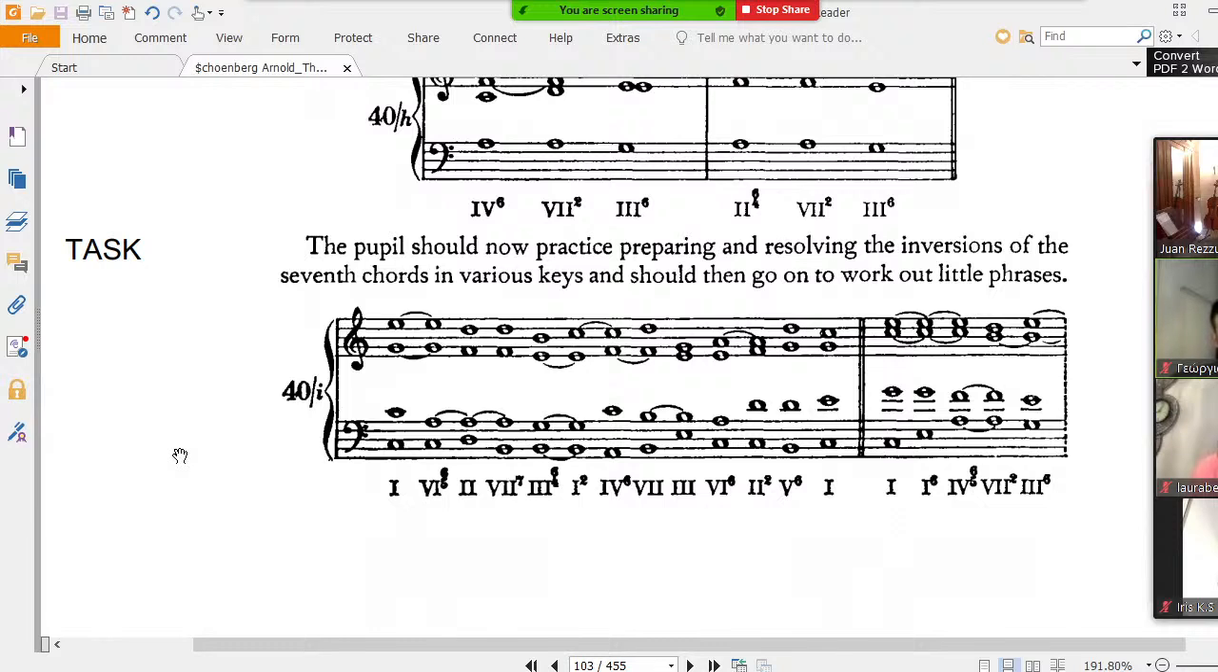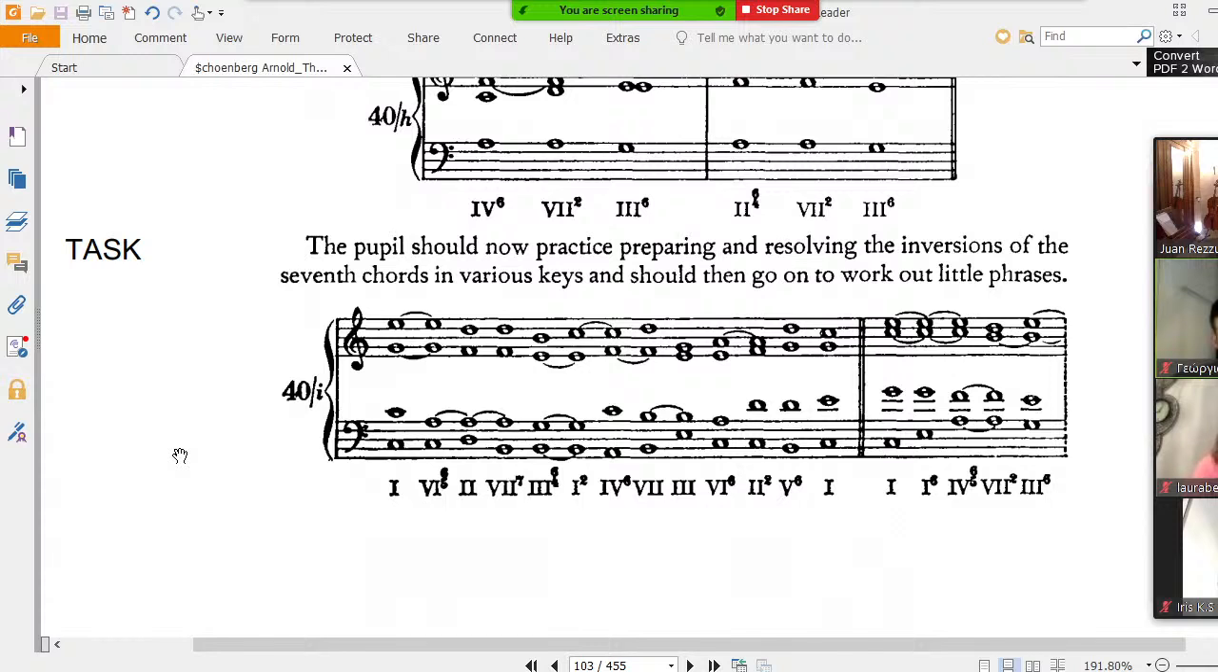The reason why we should use these inversions is because of a good melodic line. If you see the bass here, it's a very, very smooth line. You don't jump around. Usually, you know that the bass leads whatever.